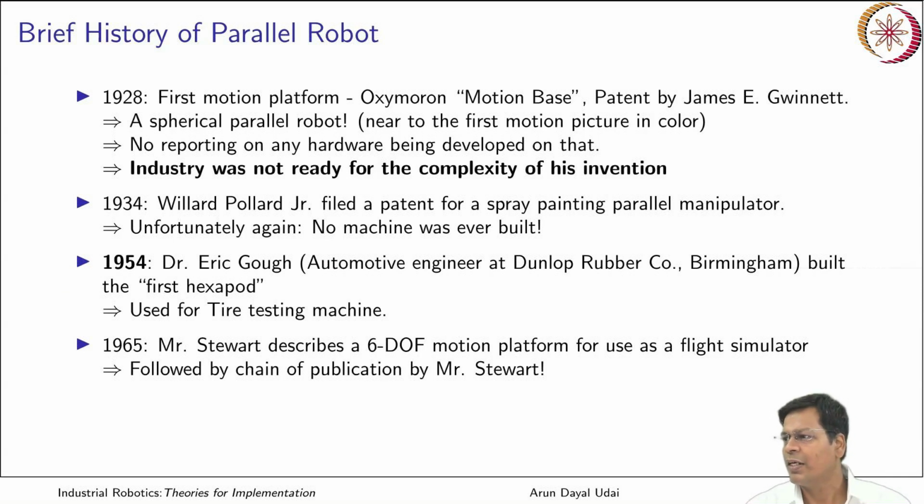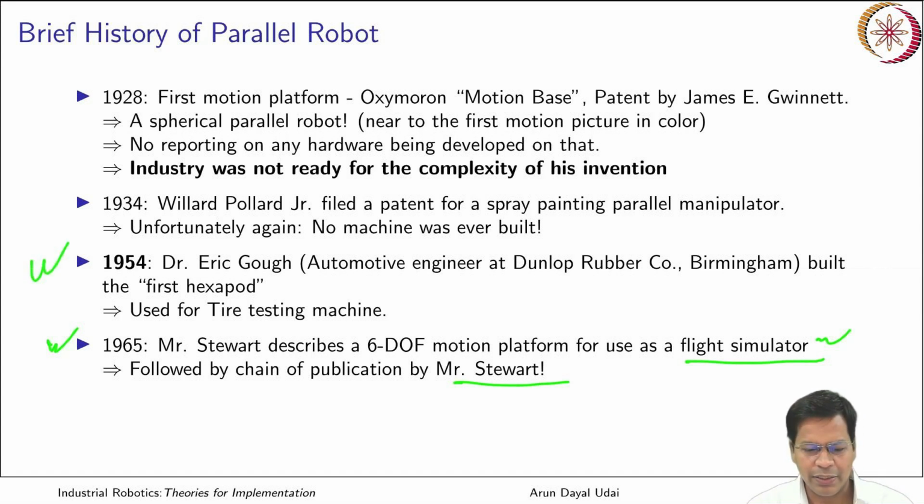Stewart came in and described the 6 degrees of freedom flight simulator, followed by a chain of publications by Mr. Stewart. After his coming in 1965, he could publish a series of papers based on parallel architecture. So Eric Gough and Stewart were the pioneers in this.